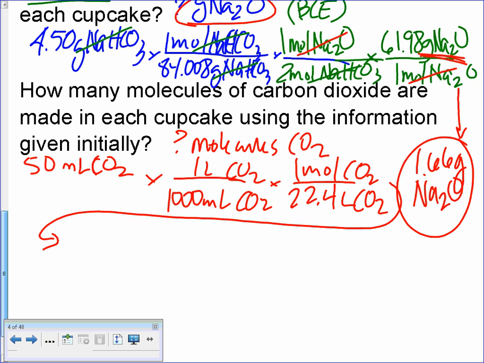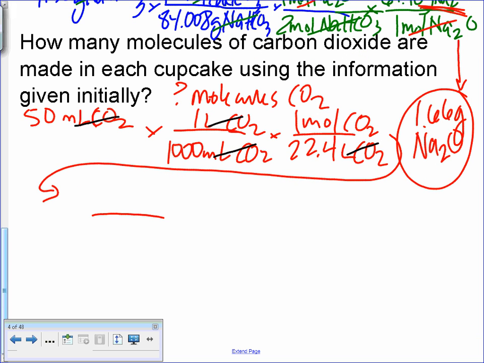Okay? So far, so good. Milliliters of CO2 cancel on top and bottom. Liters of CO2 cancel top and bottom. Moles of CO2 now need to be canceled. But go where? Right, into what? What's that unit? Going to molecules using Avogadro's number, right.